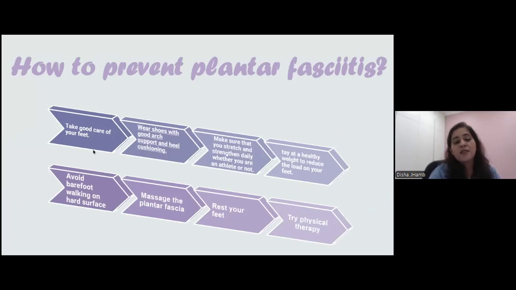Please make sure that you take good care of your feet, because our foot is a very important part of our body, but still it is very much neglected. So take good care of your foot, and wear shoes with good arch support and heel cushioning. These days various brands have upgraded their technology and are specially designing shoes keeping the plantar fasciitis problem in mind. So wear a good shoe. Make sure that you stretch and strengthen daily, whether you are an athlete or not.